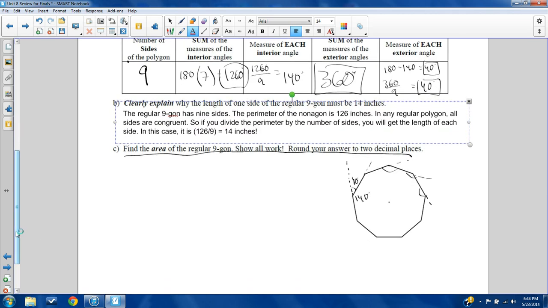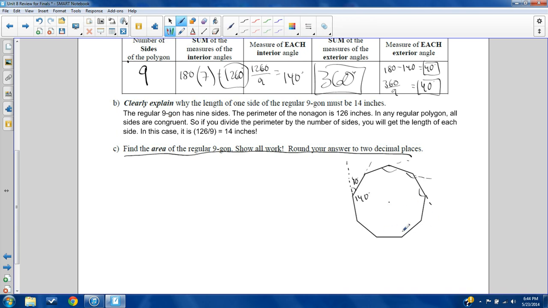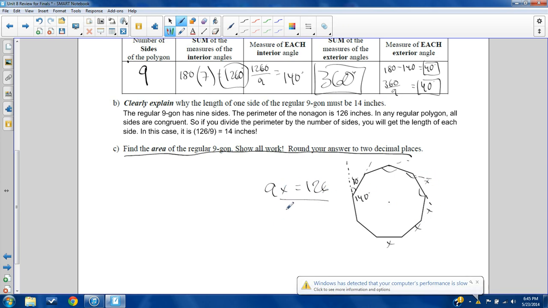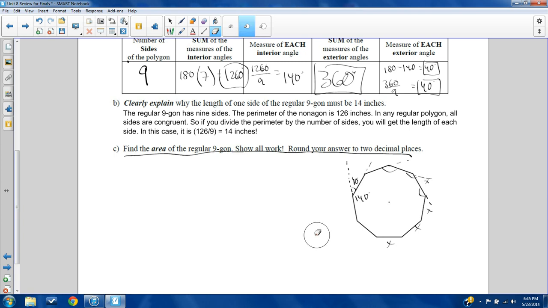So basically what I did, the perimeter really is, it says, okay, it's this length plus this, plus this, plus this, etc. Add them all up, you get 126. And then you say, well, what is the length of each of them? Each of them is kind of that x, right? They're all the same thing. So 9x equals 126. Divided by 9, x equals 14. So each of these are 14. That's really going to help you for this problem.